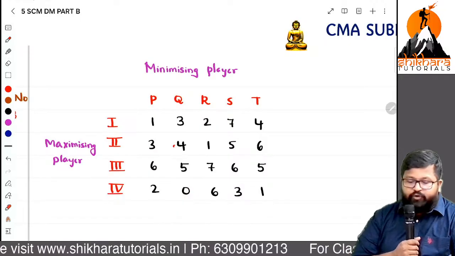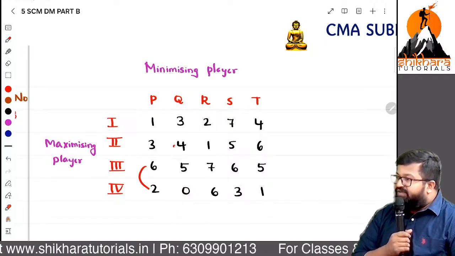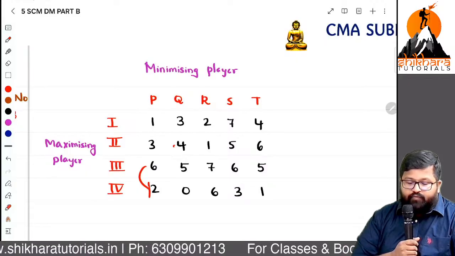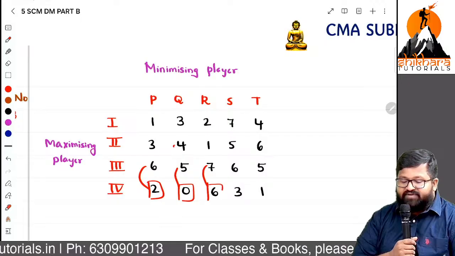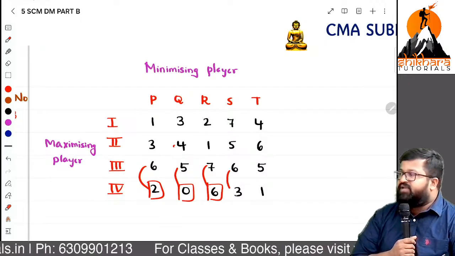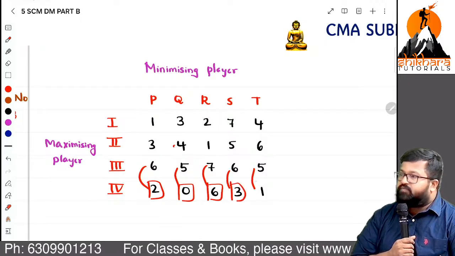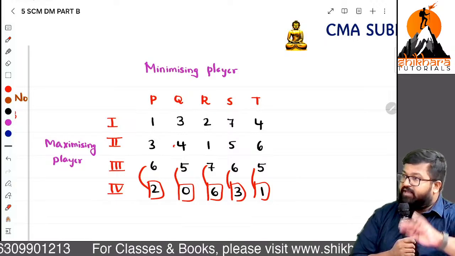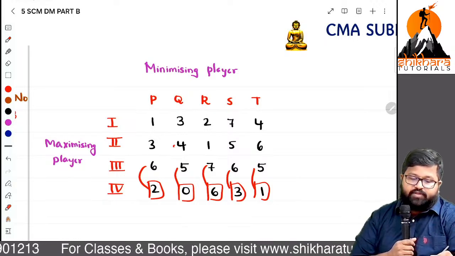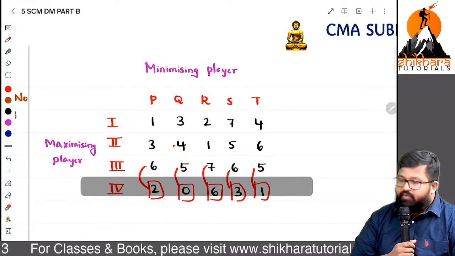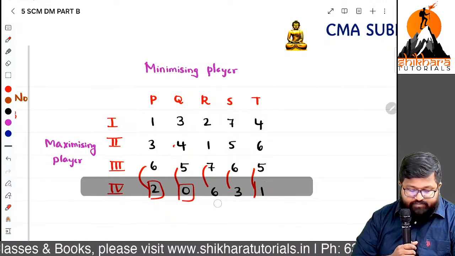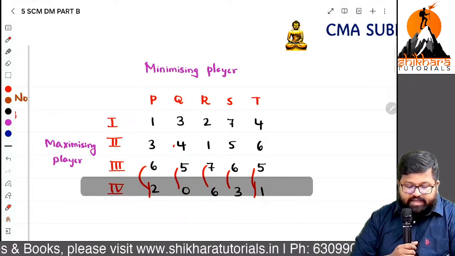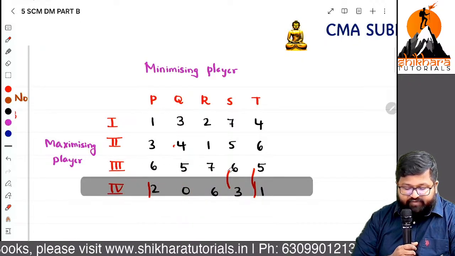3 and 4. If you compare 3 and 4, where is the least number? 4. And if you compare 5 and 0, where? If you compare next 7 and 6, and 6 and 3, 1 and 5, we are fully ready to cancel it. So cancel that one. Once the cancellation is done, what is the order of the matrix? It is 3 by 5.